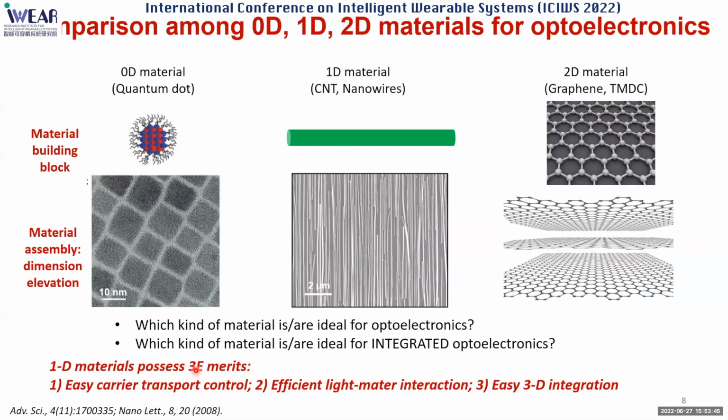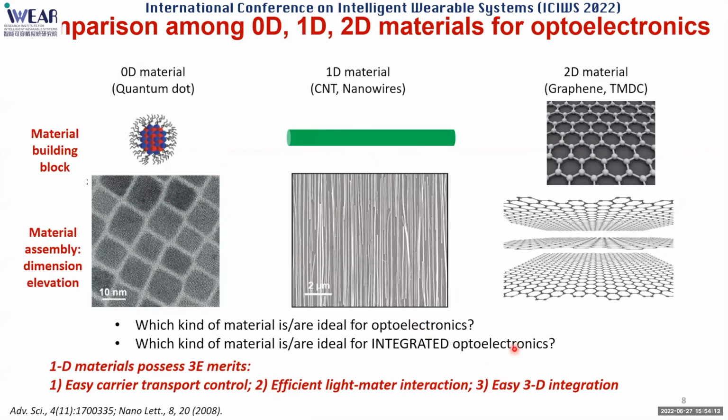So at the same time, there are also other merits. I'll summarize the merits of the 1D material. I call them the 3E merits. The first one is the easy carrier transport control, which means you have two terminals, okay? So you can put the leads at the two terminals and you can inject the carrier. This is very easy to control, right? And the individual 0D material is almost impossible to do that. Of course, with 2D material, you can do that, right? So efficient light matter interaction, already explained.